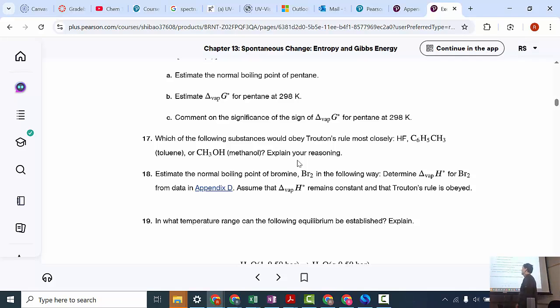Let's just do this. Which of the following substances would obey Trouton's rule? Trouton's rule is the delta S of vaporization. We talked about that rule most closely. And so now they're talking about deviations from Trouton's rule. Trouton's rule is like it's around 87, 89 joules. But which of these would deviate most? You know, HF. What's this one? This one's called toluene or methanol. Explain your reasoning.